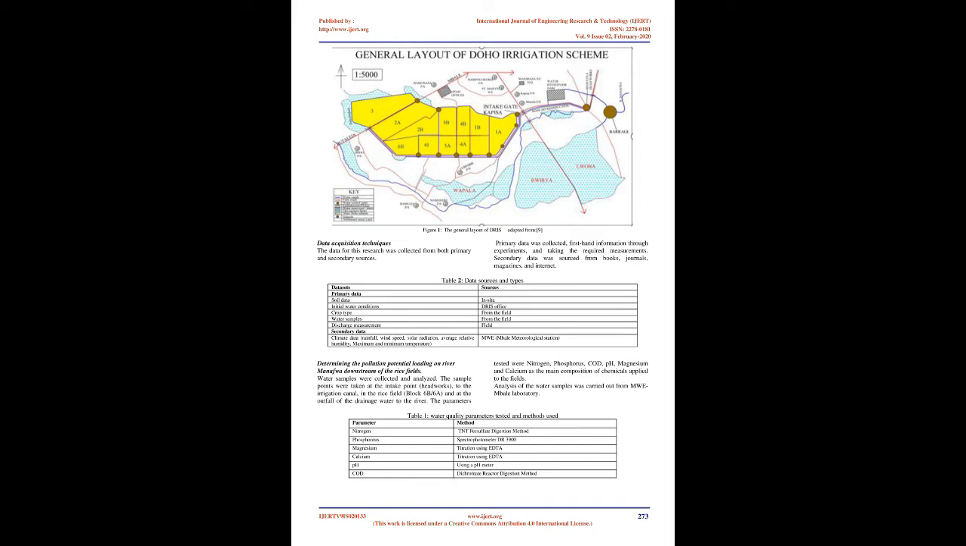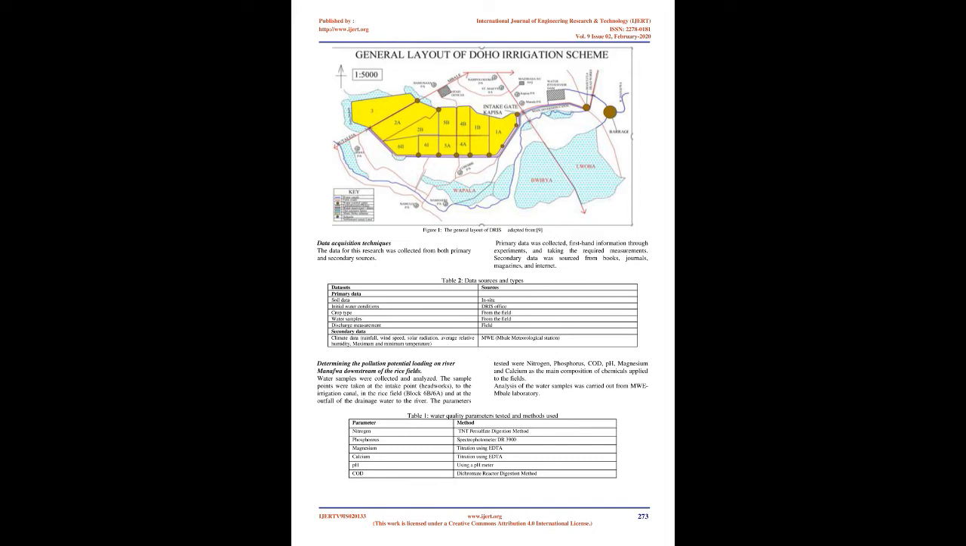The sample points were taken at the intake point, headworks, to the irrigation canal, in the rice field, Block 6B/6A, and at the outfall of the drainage water to the river. The parameters tested were nitrogen, phosphorus, COD, pH, magnesium, and calcium as the main composition of chemicals applied to the fields. Analysis of the water samples was carried out from Mbale laboratory.